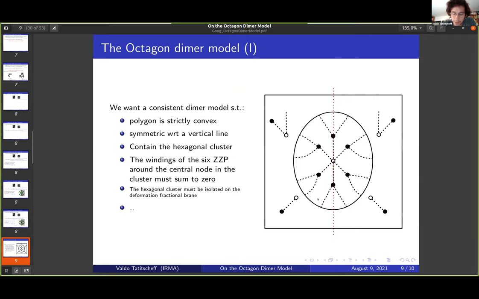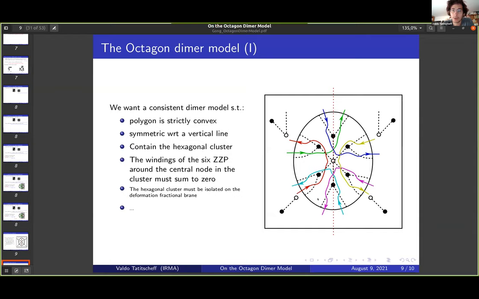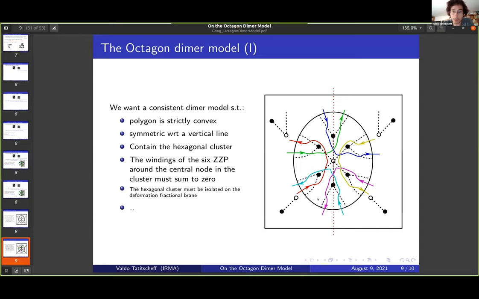So wrapping up, we wish to construct a dimer model corresponding to a strictly convex polygon, symmetric with respect to a vertical line and containing the hexagonal cluster of our interest. There are other constraints. I don't really have the time to review in detail, but to give one example, the zigzag paths going around the six-valent nodes must have windings summing to zero.